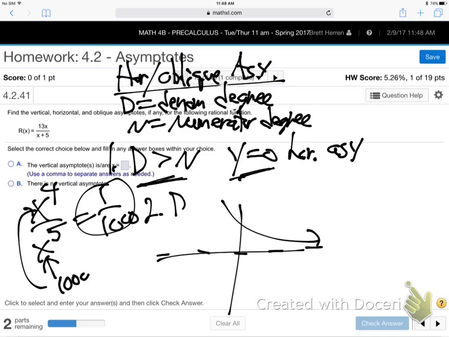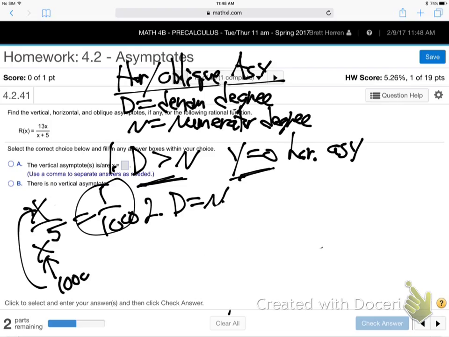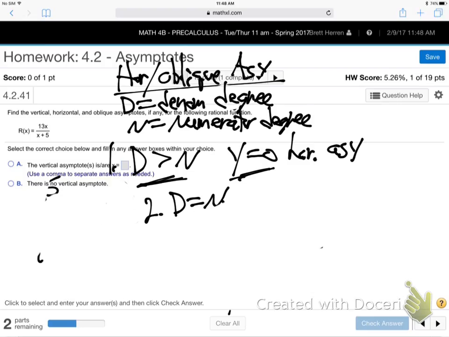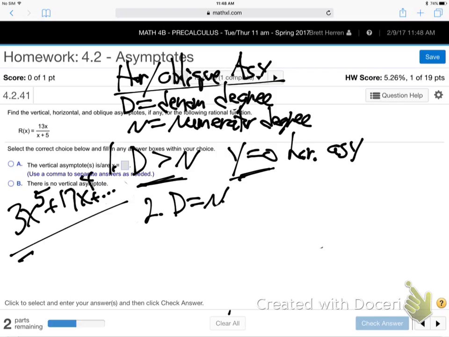What if they're equal? What if the denominator and the numerator have the same powers? They're both x to the 5th. Well, then they're going to tie. And whatever numbers in the front are there are going to be the story. Let me show you. So if you have 3x to the 5th plus 17x to the 4th plus whatever over 7x to the 5th minus 12x to the 4th plus whatever, all that matters is these guys. The lower powered things don't matter since we're plugging in such big x values, 1,000, a million.